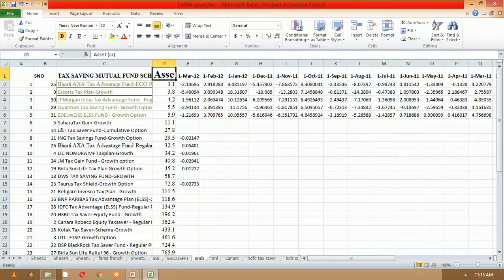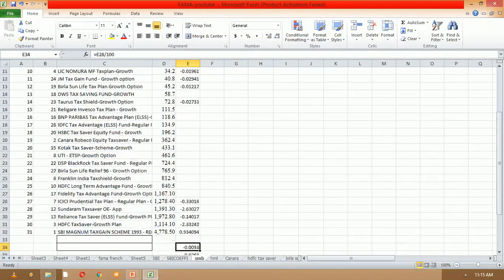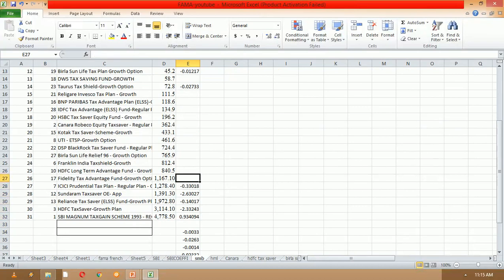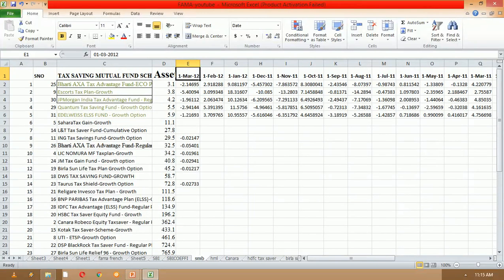I have taken the monthly return of the top 5 and bottom 5. You may increase this: you can take 30%, that is 9 schemes, or you can take 20 percent, that is 8 schemes, like that. For this presentation, I have taken the top 5 and bottom 5 funds.